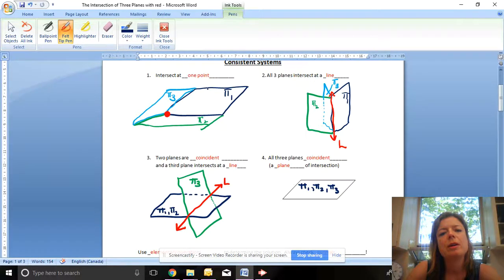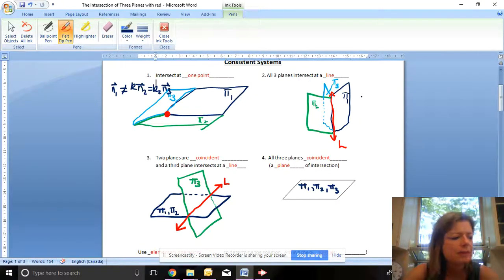Intersecting at one point would be if these planes are all coming in at different angles and just intersect at one point. So in this case, these planes are not parallel at all. We would say that normal 1 is not equal to a scalar multiple of normal 2, and not equal to a different scalar multiple of normal 3. So basically the normals are not related at all. They're not scalar multiples. So this has one solution.